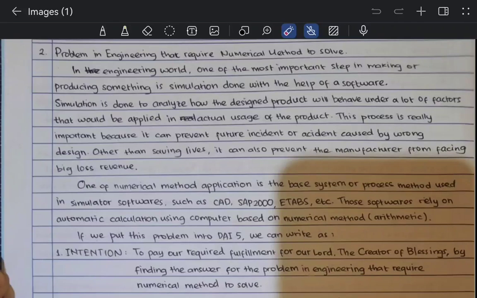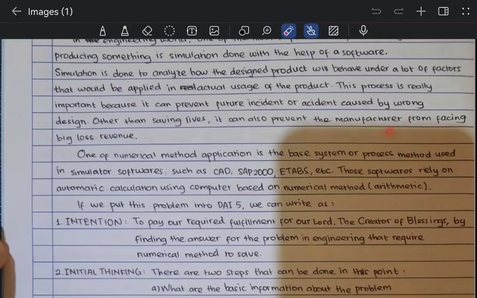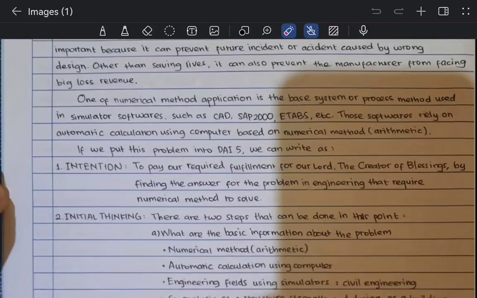In the engineering world, one of the most important steps in making or producing something is simulation done with the help of a software. Simulation is done to analyze how the designed product will behave under a lot of factors that will be applied in actual usage of the product. This process is really important because it can prevent future incidents or accidents caused by wrong design. Other than saving lives, it can also prevent the manufacturer from facing big lost revenue.